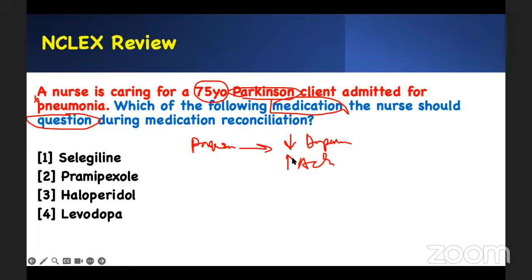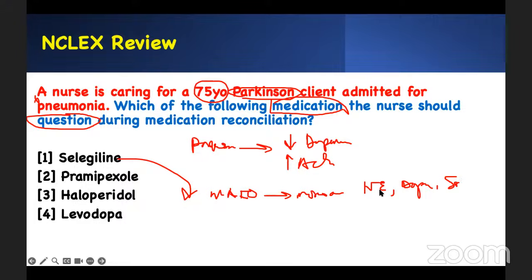Then you tackle each one of the answer choices with that content. You take selegiline. I know you've heard about it before. You know what selegiline is. You should be able to figure it out by now. What do you think selegiline is? You should know that. It's a monoamine oxidase inhibitor. What do they do? They block what? Monoamines. So monoamines are what? Norepinephrine, right? Dopamine and serotonin. They're going to increase this level.